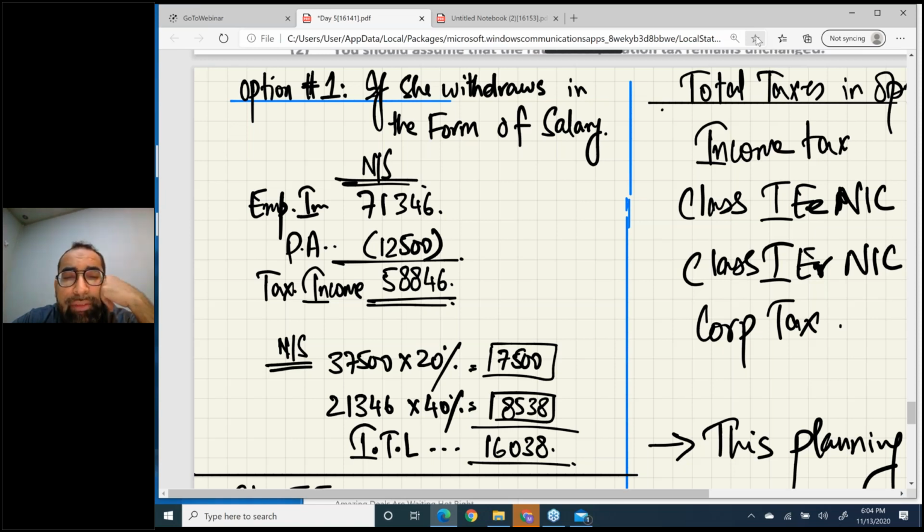58846 minus 37,500 is 21346, and obviously this 21346 will come in the second band rate, and that is 40%. So here you have ITL, that is income tax liability. Here you go. Income tax liability is 16038.